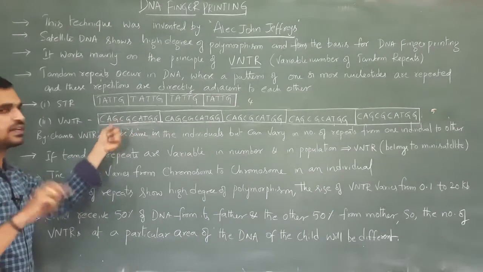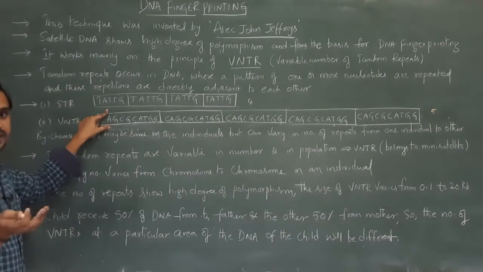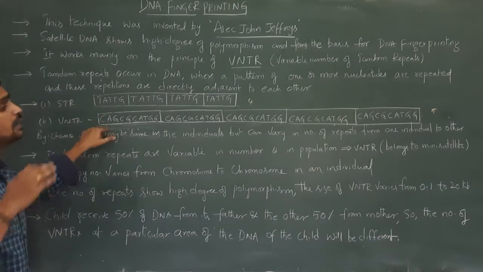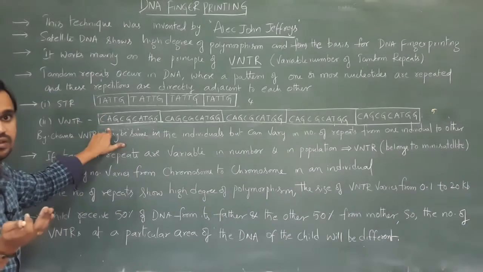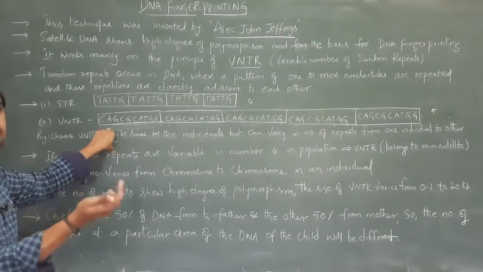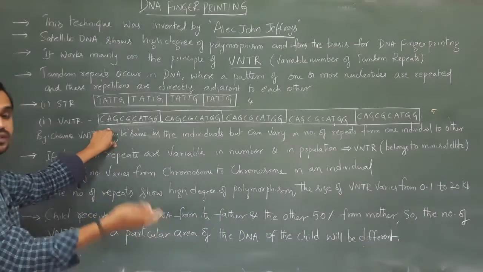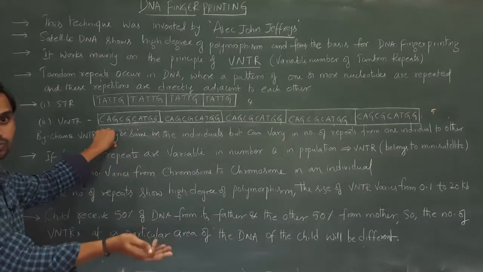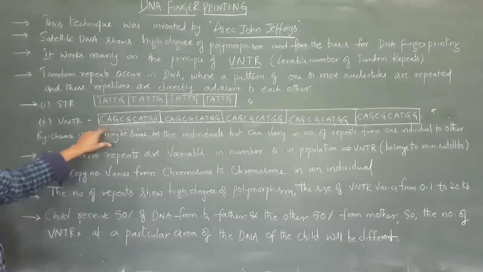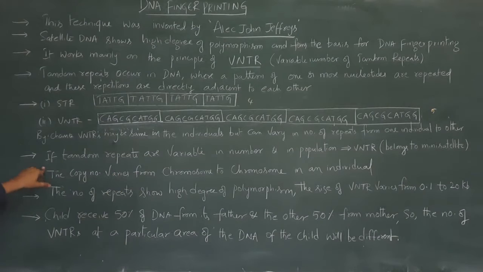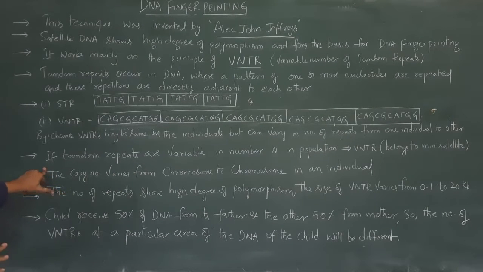In the case of person 1, the same sequence may be present very rarely, but it may be repeated 10 times in the second person, 100 times in the third person, maybe 200 times in the next person, or only 2 times in the next person, like that. So the tandem repeats are variable in number in a population, which is called variable number of tandem repeats, and the number varies from one person to the other person.